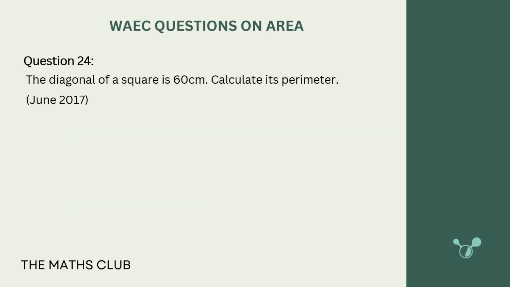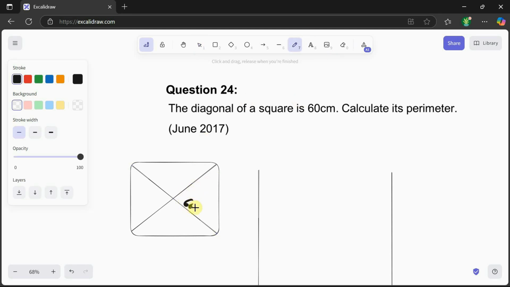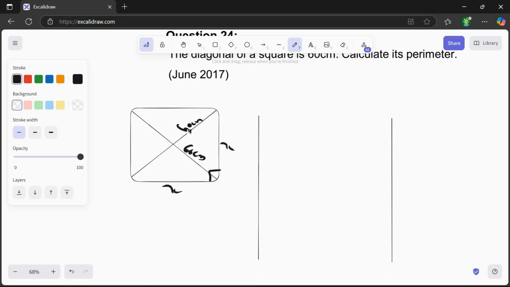Question 24 says that the diagonal of a square is 60 centimeters. Calculate its perimeter. This is from June 2017. So this is the square. Let's put in the diagonals. This is the first diagonal, and then the second diagonal. So the diagonal is 60 centimeters. Each side is x, because it's a square, and of course each of the angles is 90 degrees.